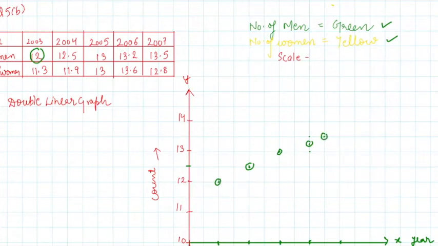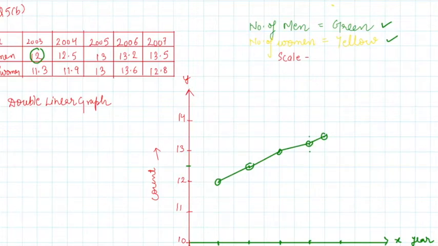Now let's join these lines. This is your first, then from here to here, and then this is your next value, and this is done. So we have represented the number of men in the given years. Now we have to represent on the same graph the number of women.